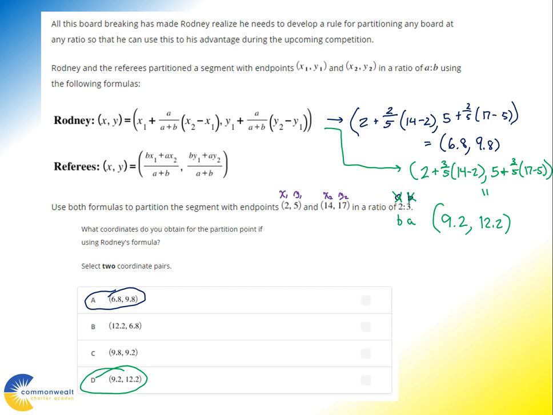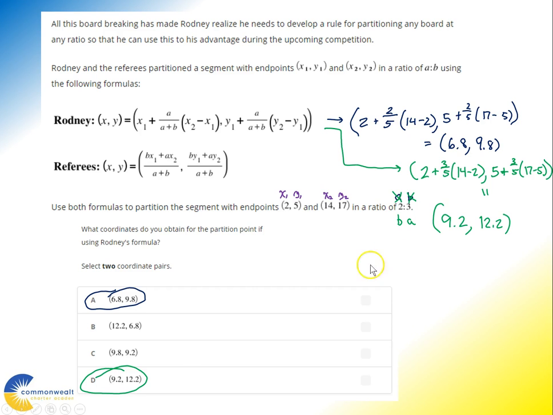Because remember, these are rather arbitrary. What I'm assigning to be x1, y1, what I'm assuming to be x2, y2 is arbitrary. What I'm just assigning to A and B is also rather arbitrary. It doesn't really matter which one I'm assigning as long as I'm consistent across the entire calculation. So if I just switch around the definitions of what A and B are, I also get 9.2 and 13.2.